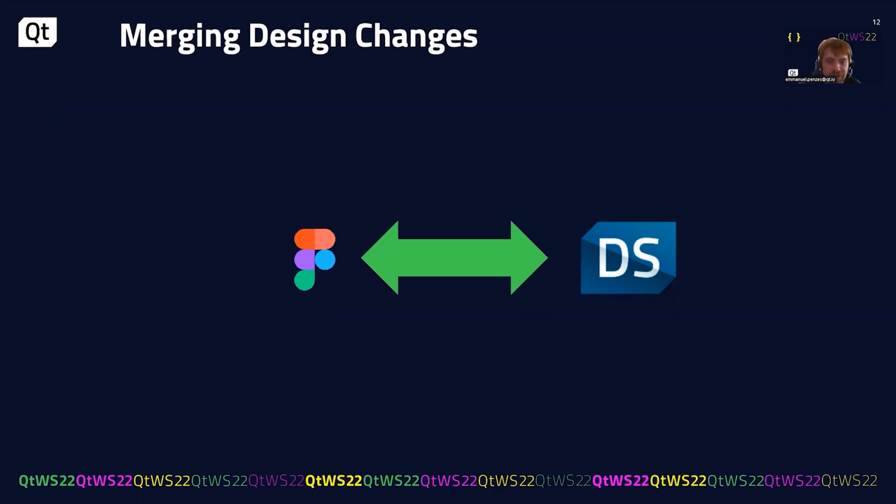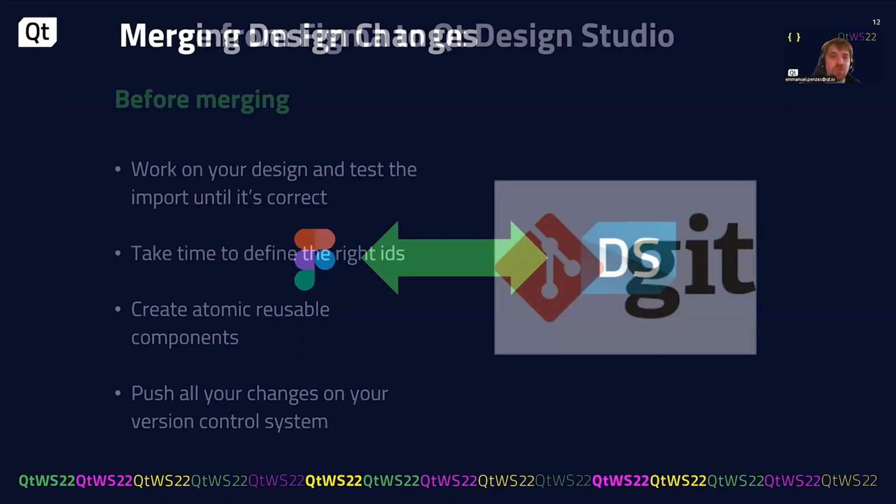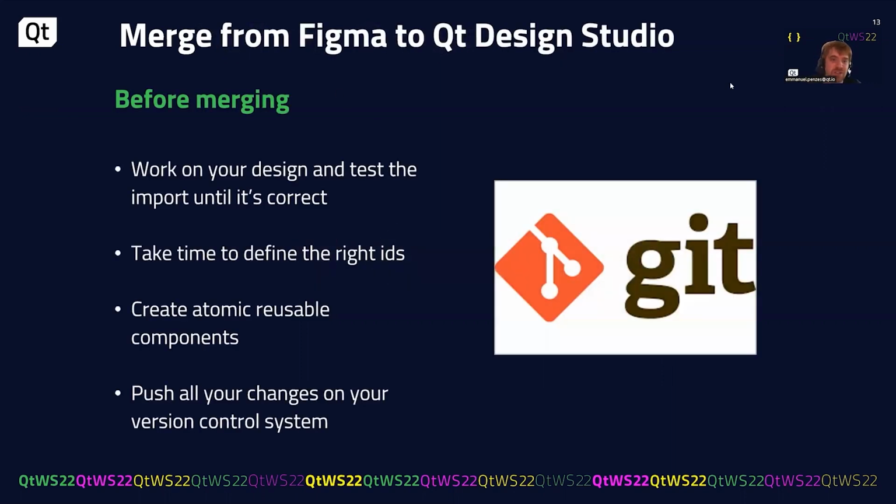To be able to do this, you first need really good collaboration and good communication between the person responsible for Figma and Design Studio. But let's first deep dive on what you need to do before any merging. What you need to take care of at the startup of your project, before starting to work on Design Studio, is that your design has been exported properly.